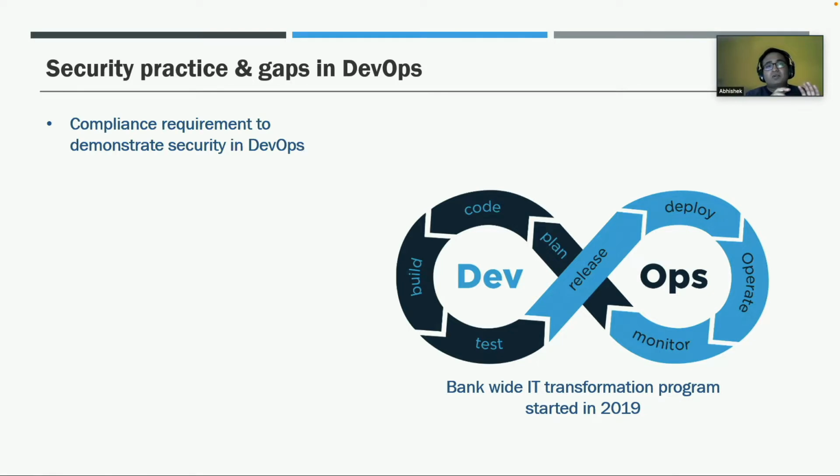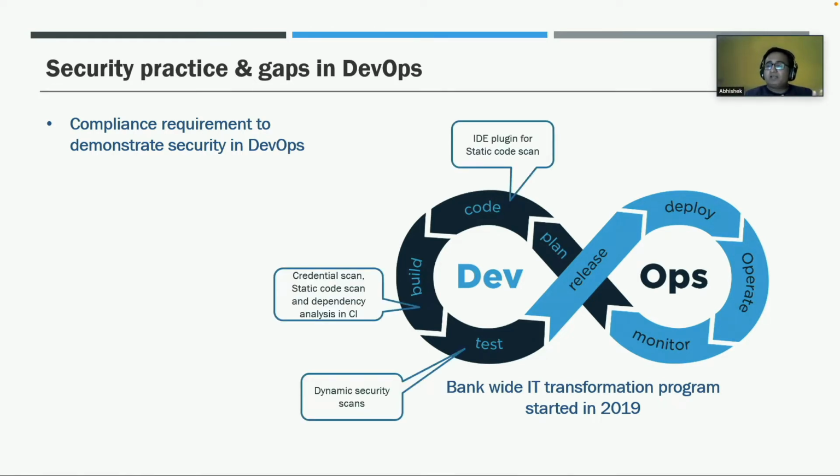And therefore, it became a compliance requirement for the CISO to demonstrate that these DevOps teams, which are going to use public cloud, will be in control and in compliant mode, and they should be able to manage the security, not just for their product, but the environment as well, because now they have the responsibility end to end, right?